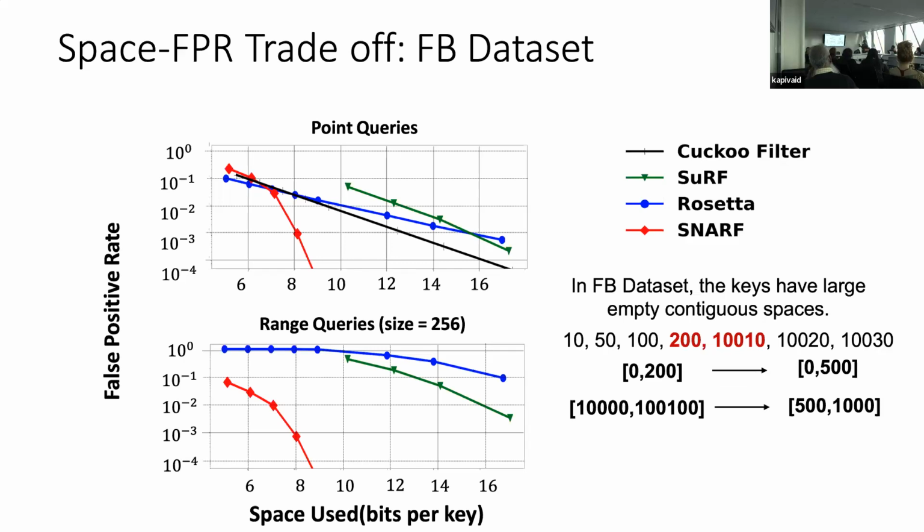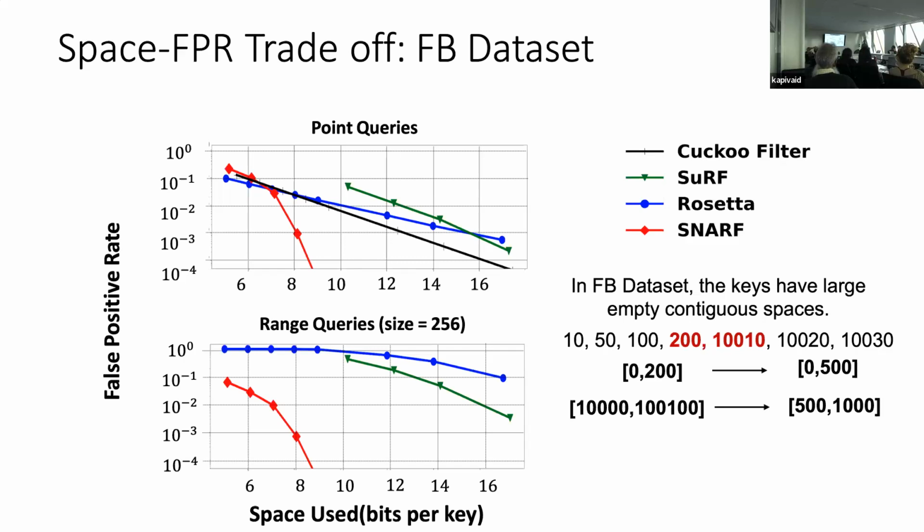Here you can see that the number of values that we are mapping is smaller than the values that we are mapping to. So SNARF ends up exactly storing the set of keys, and these sets of keys have literally zero false positives. That's why, wherever there are these large empty contiguous spaces, SNARF ends up doing a lot better than other filters.